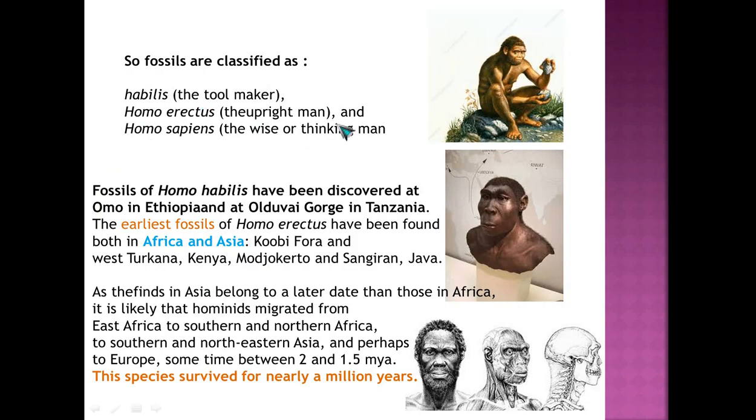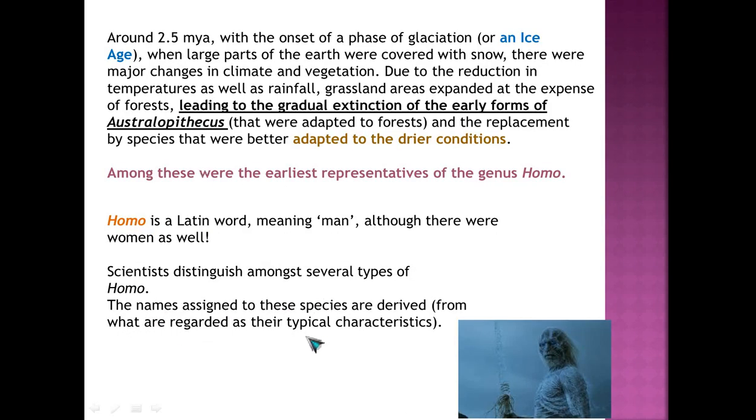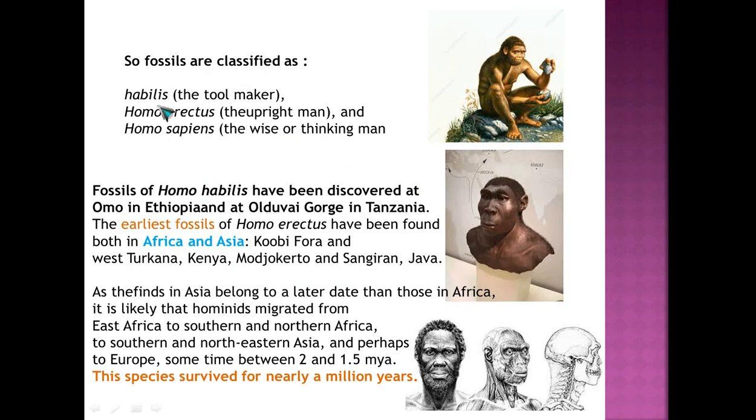Fossils are classified into all these forms. Can you see the way the fossils are classified? Habilis. The meaning of the word habilis is tool maker. Homo erectus. Just now we saw that Homo has a lot of classification. So now we are going to look at the classification of the fossils. Before we go on to what a fossil is, we have to see the different classifications of the fossil.